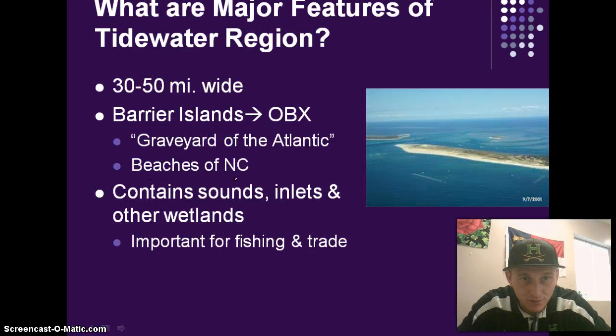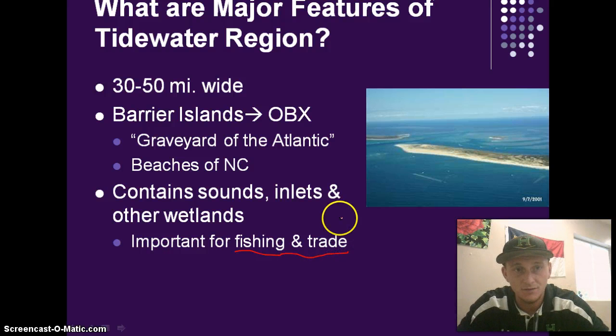Okay, and that concludes section 1. Here is your summary. 30 to 50 miles wide. Barrier Islands is your Outer Banks. Graveyard of the Atlantic is our nickname. We have the different beaches, the different sounds. Remember 5 of them. Okay, towns, sounds, inlets, and other wetlands. Two are our most important things: trade and fishing. That would be Section 1, Tidewater region.